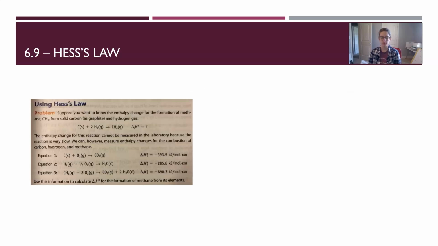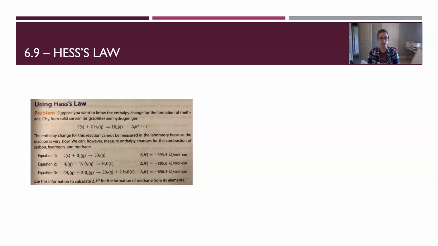So here's our problem. It comes right out of our textbook. It says, suppose you want to know the enthalpy change for the formation of methane, or CH4, from solid carbon as graphite and hydrogen gas. This can't be measured in a laboratory because it's very, very slow. However, we can measure the enthalpy changes for the combustion of carbon, hydrogen, and methane.